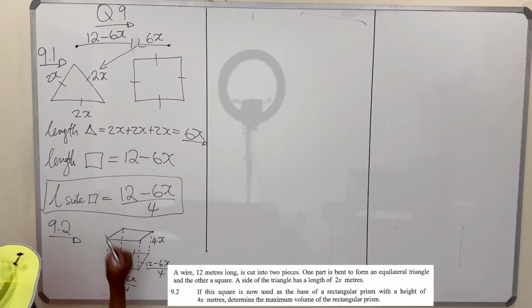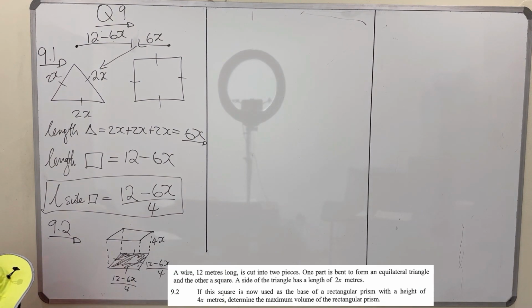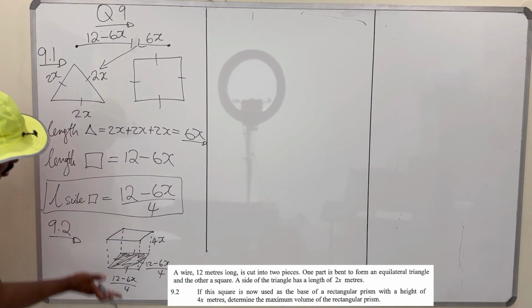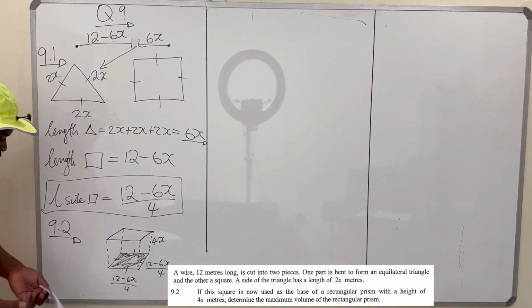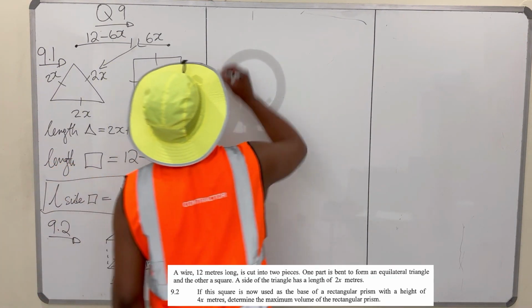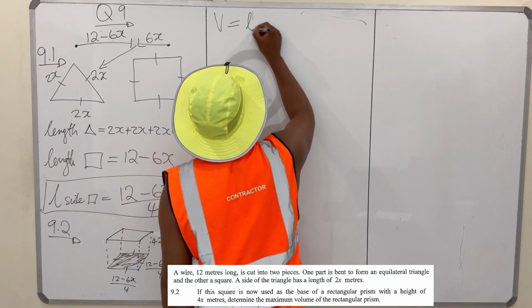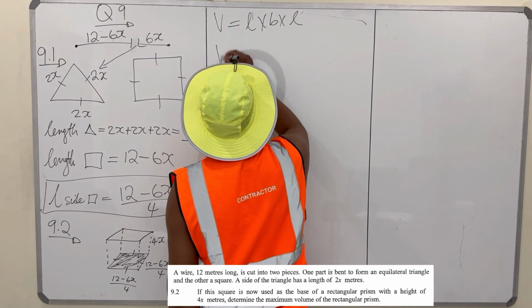So the base is what is sitting on the floor of the rectangular prism. A rectangular prism looks like this, similar to an ice cube. Now, they want the maximum volume. You know how to calculate the volume of a rectangular prism. Volume of a rectangular prism is equal to length times breadth times height. So your volume is equal to your length.